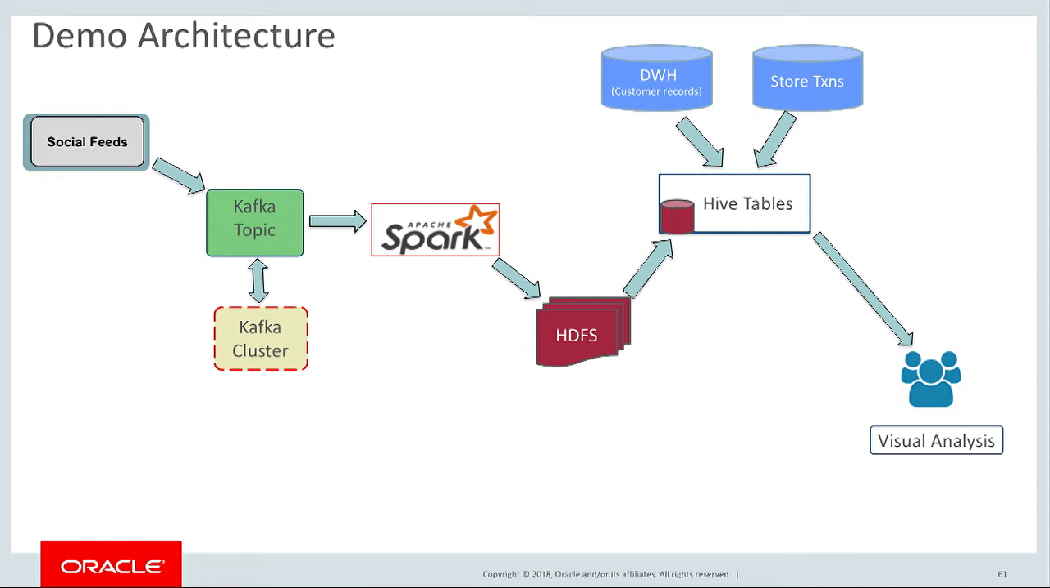So what it means is, now I have hold of one source system, which is the social media feeds. Similarly, I'm going to pull the customer profiles from the data warehouse and the store transactions. That means all the 3 sources are in my Hive table, and I can do analytics using Oracle OAC. So that's the demo architecture.